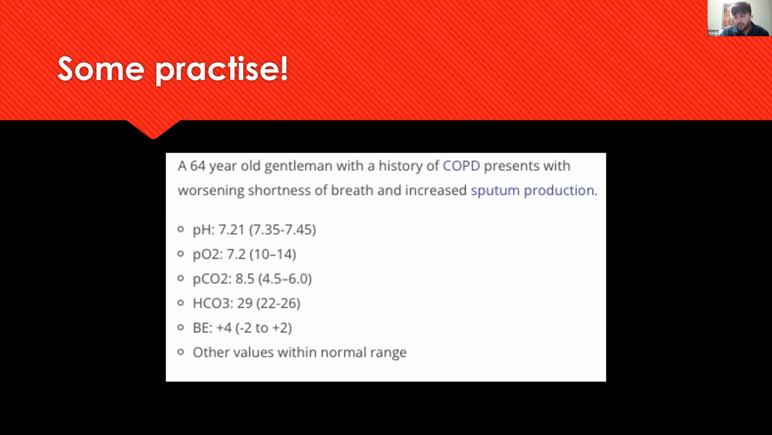Then next of all, the bicarbonate is above the normal range. So what that suggests is that the renal compensation has started, but as you can see, this is not fully compensated because the pH is not back within the normal range. So you can see that the renal compensation has started, trying to retain bicarbonate in order to restore the pH back to the normal range.